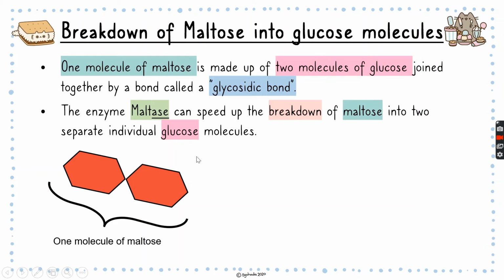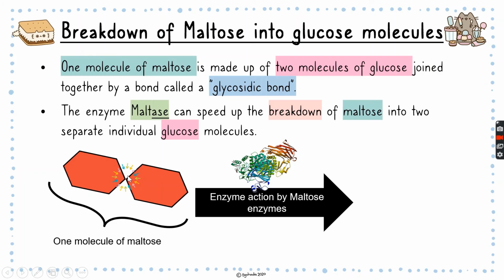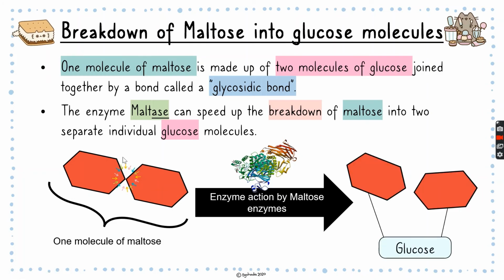So this is one molecule of maltose, and thanks to the maltase, it's going to break up that bond right there, and you get two individual glucose molecules separated.